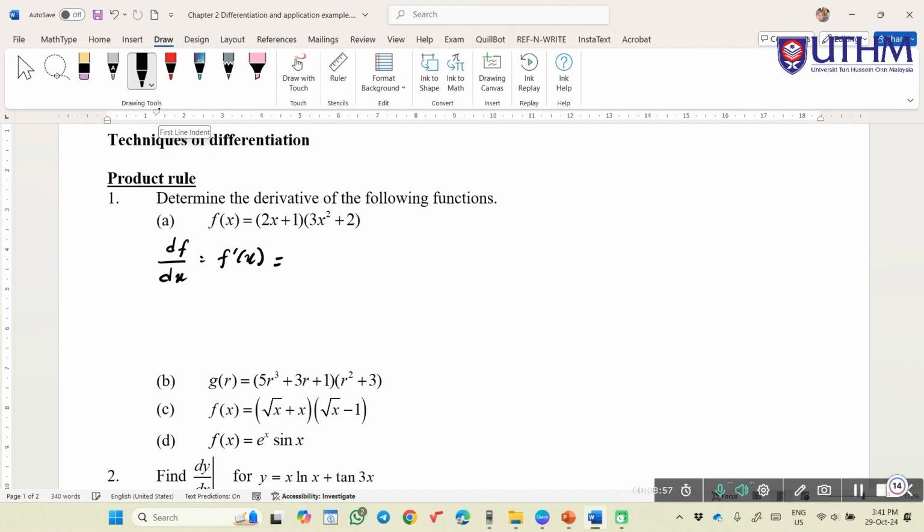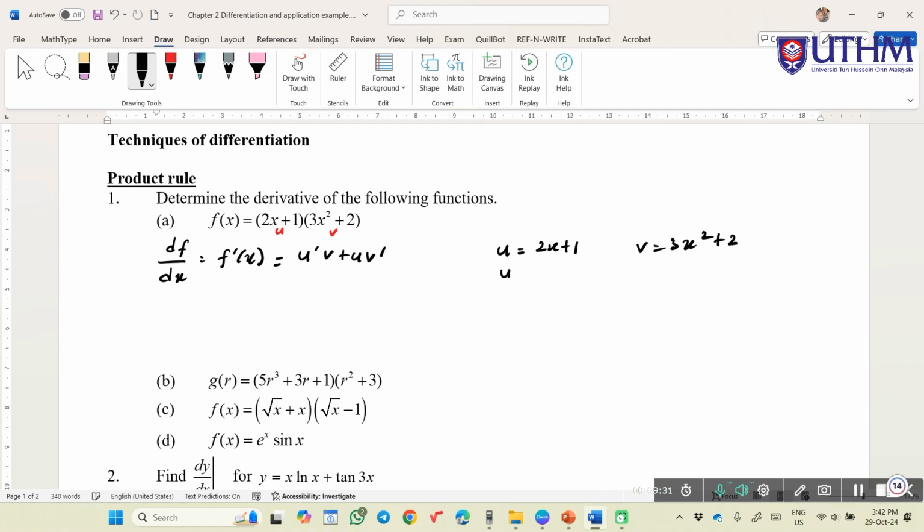The product rule is given by u prime v plus u v prime. Here u prime is du over dx, but we just use u prime. So what is u, what is v? We define this as u and this one is v. So u is 2x plus 1, and v is 3x squared plus 2.